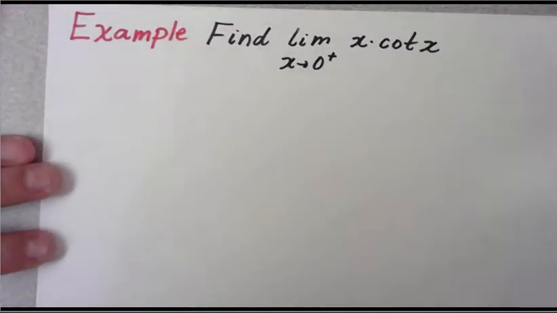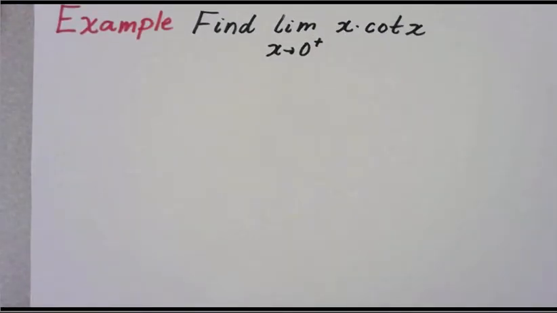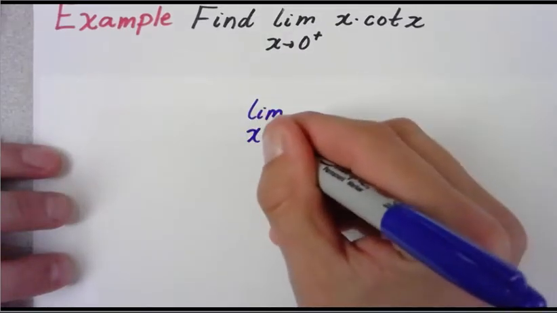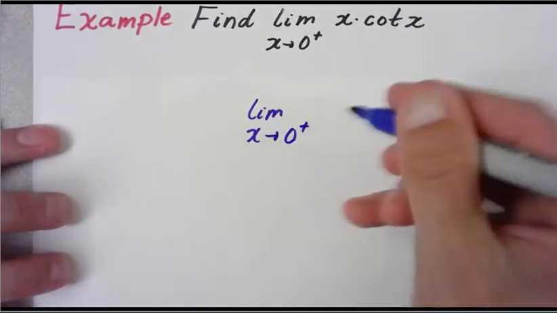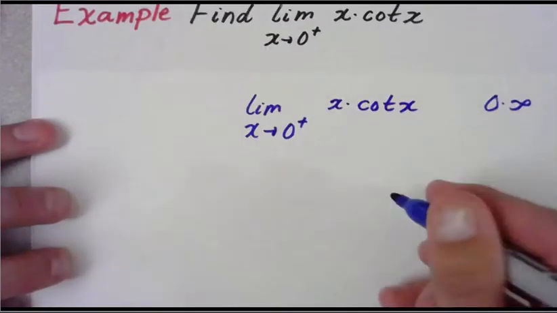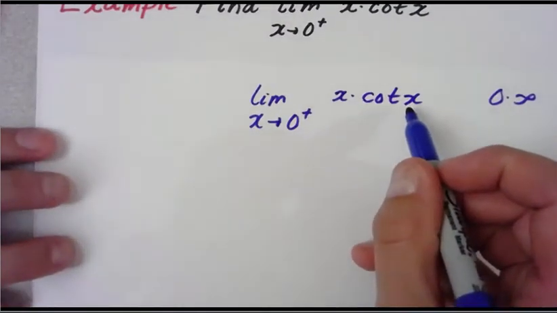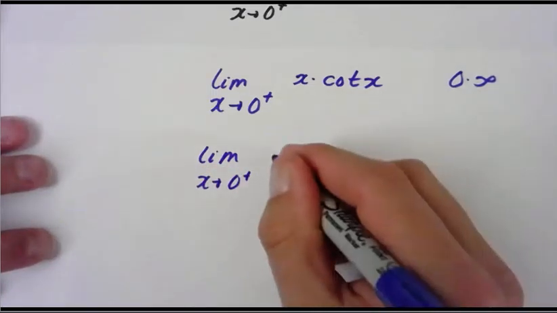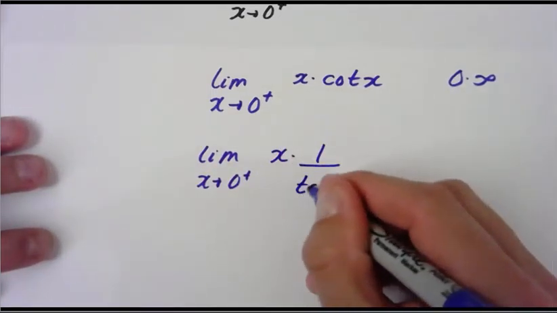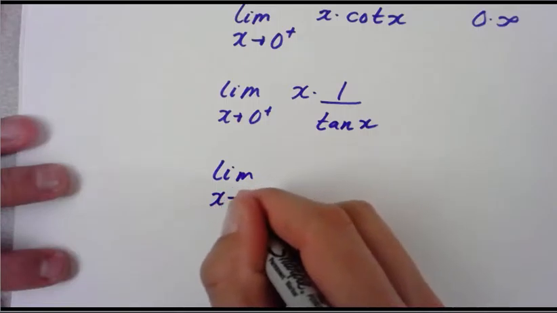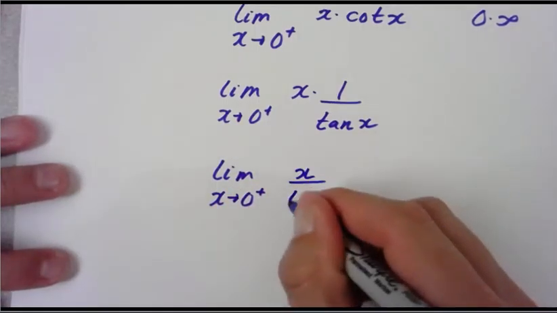Last example, find the limit as x times cotangent of x as we approach 0 from the right. When I write this, we have an indeterminate form. I think it's 0 times infinity when we do this, right? When we approach it from the right. But I can rewrite this. So I'm going to start by rewriting this as x times 1 over tangent of x, which now becomes the limit as x approaches 0 from the right of x over tan x.